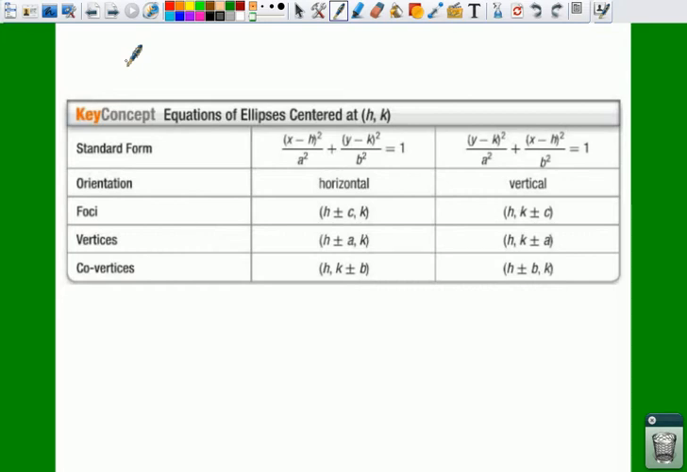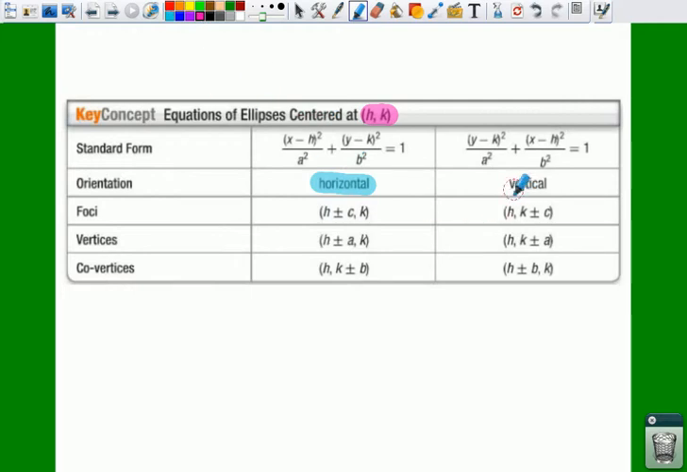Sometimes you get ellipses that are not centered at the origin, and when they're not centered at your origin, you have to use basically the center of your ellipse at the point (h, k), very similar to your parabola and your circle. So if you need the standard form of an equation that has a horizontal orientation, instead of just having x squared over a squared, you actually have (x minus h) squared over a squared, and then (y minus k) squared over b squared is equal to 1.